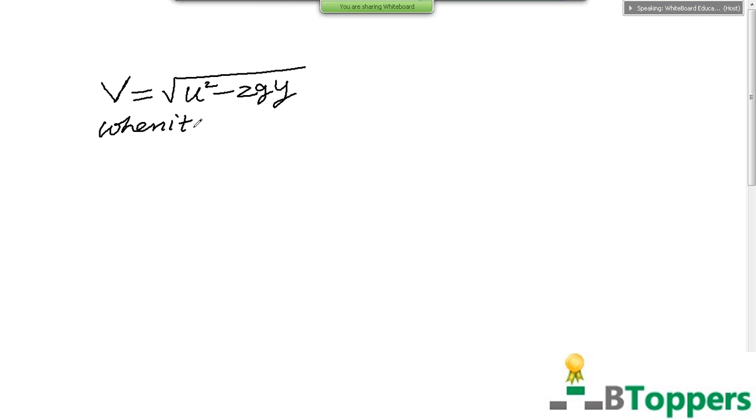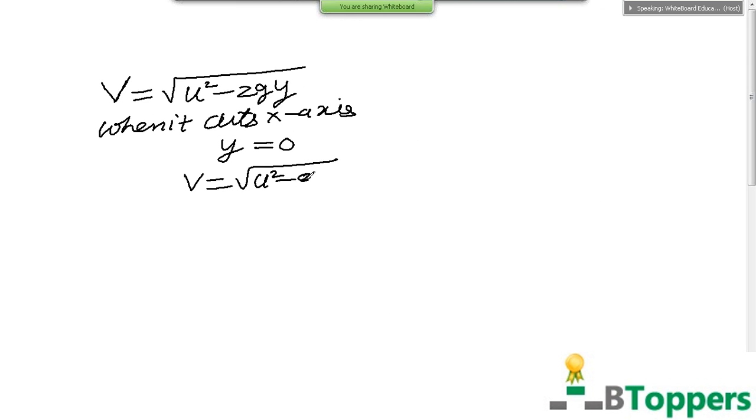As I discussed earlier, the magnitude of velocity of the projectile at a vertical height y above the horizontal plane of projection is given by v equal to root of u square minus 2gy. So when the projectile returns to the horizontal plane through the point of projection, that means when it cuts the x-axis, we choose the horizontal direction through the point of projection as the x direction. So when the projectile returns to the horizontal plane of projection, it cuts the x-axis. Then we can write y equal to 0.